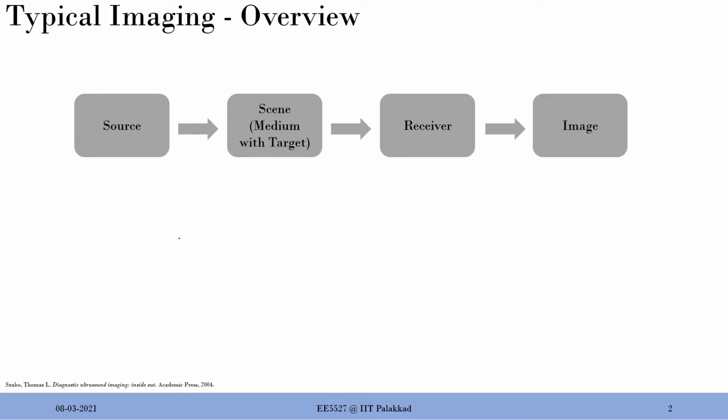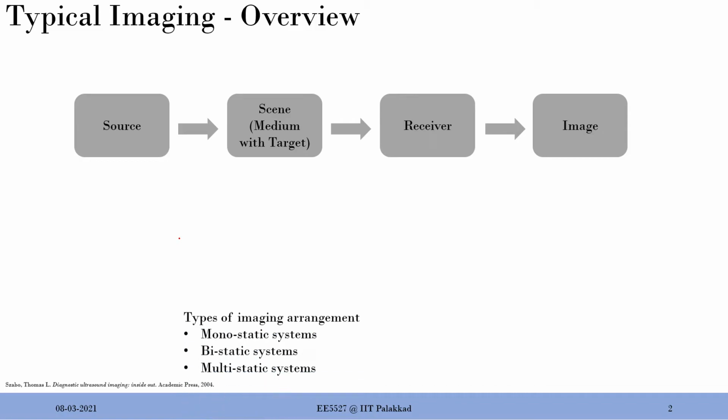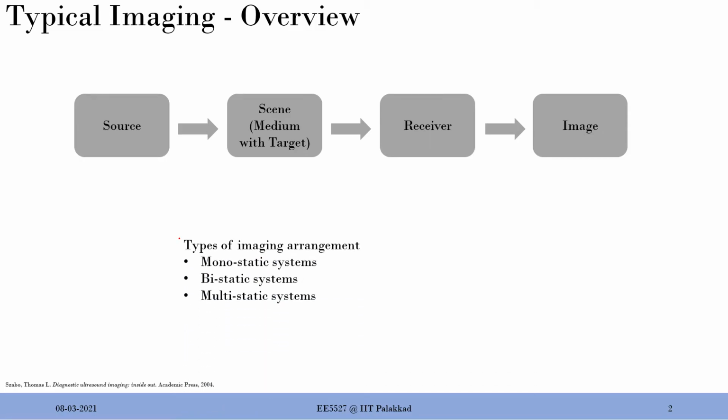Now if you want to characterize this, I would like to broadly classify it into three categories: monostatic, bistatic and multistatic systems. So what are they? It's very easy. Let's put some concept here. I have the medium which I want to image. I don't know what it is; it is a black box for me. So I'll use some wave to disturb this medium and get the image out.